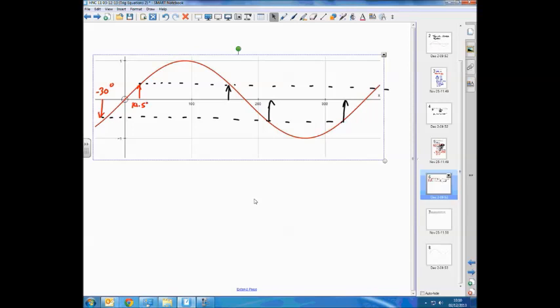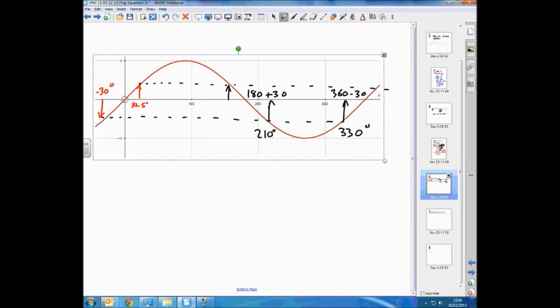So now we can work out from the symmetry of this wave what these missing angles are. So if we look at this, minus 30, we're going back 30 degrees from 360, which is 330. So we can say this one is 360 minus 30, which is 330 degrees. This one, again, look at the symmetry, you're at 180 plus this distance of 30 degrees. So 180 plus 30 is 210 degrees.